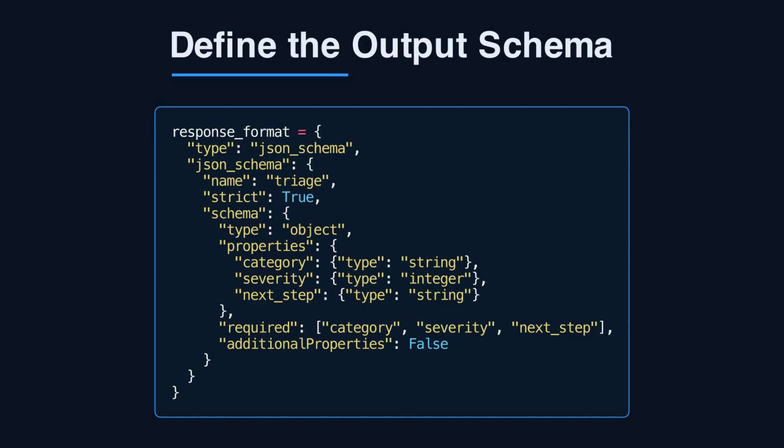One catch: with strict, every property must be required and additional properties must be false. If you want optional fields, model them as a union with null. This needs a recent model like GPT-4o from the August 2024 release or later, and a current API version, so check the docs for exact support.